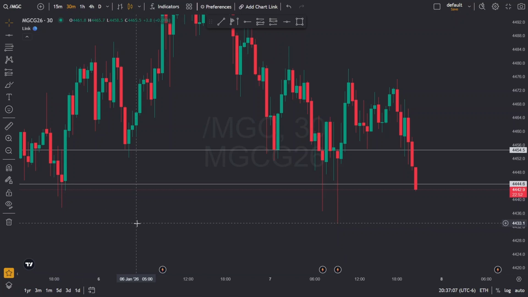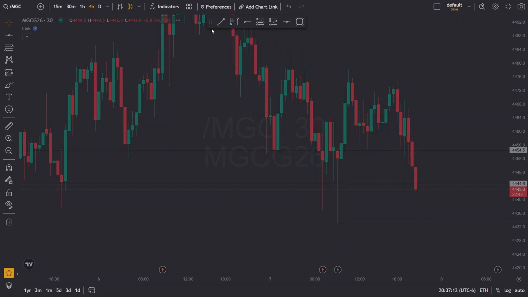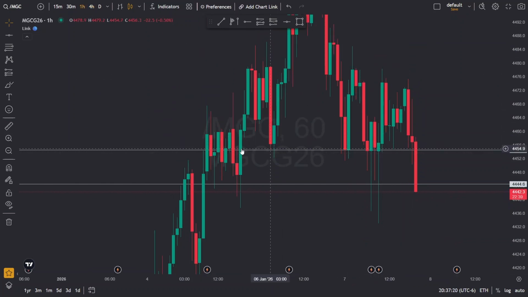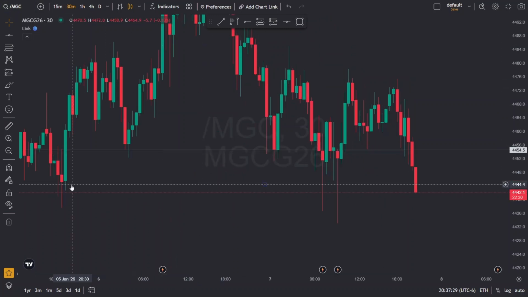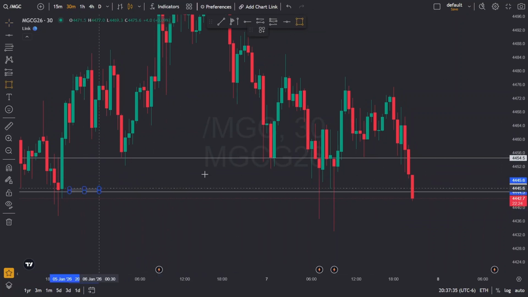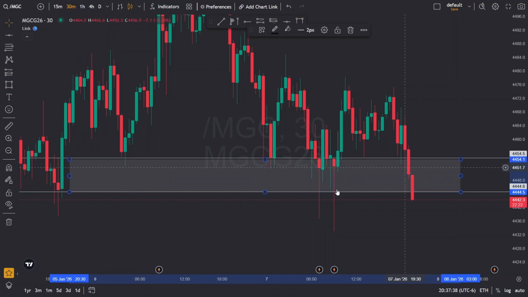All right, so I am now looking at this. We do have a 4 hour that is getting ready to close in 22 minutes. So what I am going to do is, I drew that support here just because I've seen price react to this support level multiple times. And now on the 30 minute, you can see this area right here is now going to be a no trade range for me.